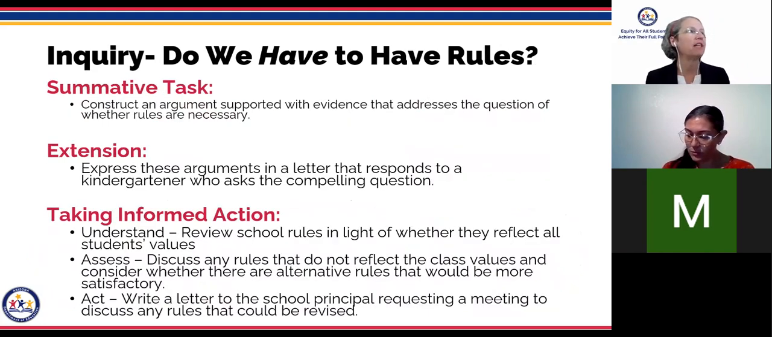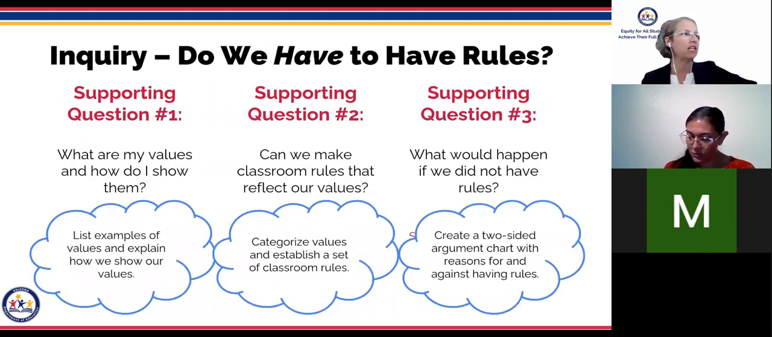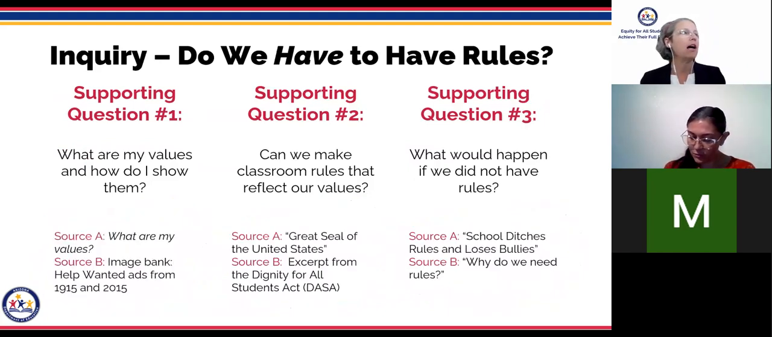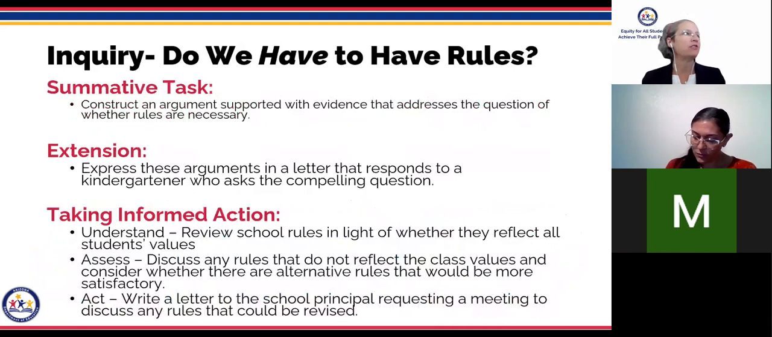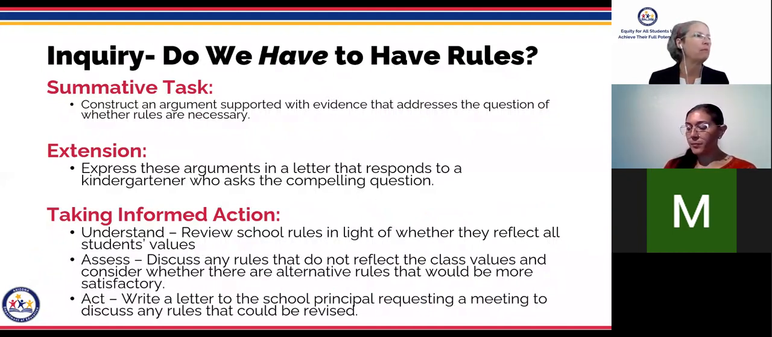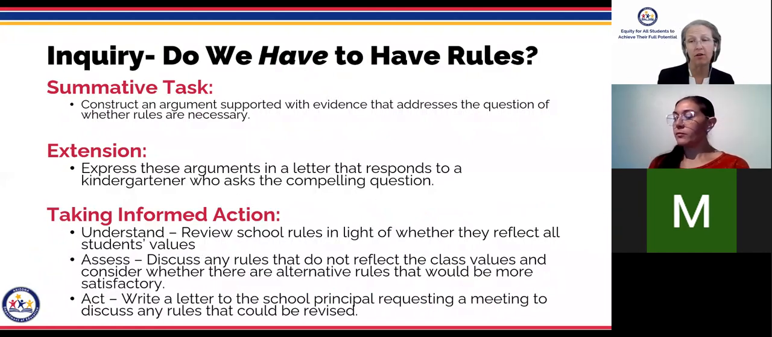And then lastly, we have the summative task where we're having our students create an argument supported with evidence from the 3 things that we did here, our 3 sets of sources. They're making an argument that answers that question of whether rules are necessary or whether rules are not necessary. And then you can always expand this further by expressing arguments in a letter that maybe responds to a kindergartner, if you're in second grade. And then you can also take informed action, where maybe you have the students understand what the school rules are in light of our values, and do they reflect our values? You can discuss how school rules maybe don't necessarily reflect values, but would have alternative rules.